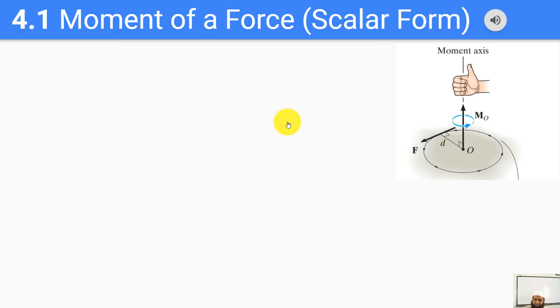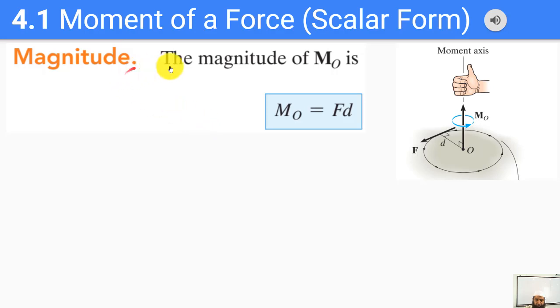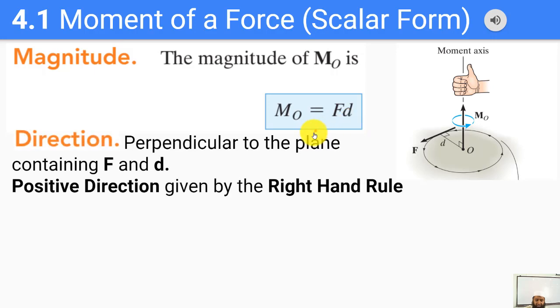What about the direction and magnitude of the moment of the force? The magnitude of the moment is just F times d, as we saw earlier, where d is the perpendicular distance, and the direction of this moment of the force is given by the right hand rule. We can see here that this force is trying to produce a rotation in the counterclockwise direction, and so using the right hand rule, if we curl our fingers around in the direction of rotation, then our thumb will point in the direction of the moment of that force. So we have a magnitude and we have a direction.